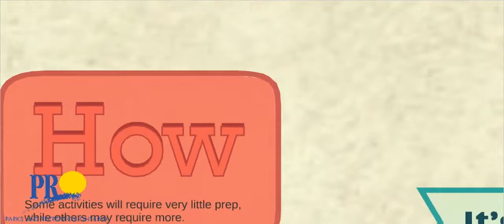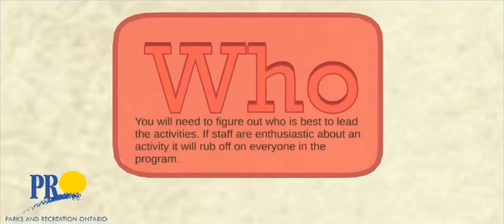The who. You'll need to figure out who's best to lead the activities. Perhaps there's a staff member that's studied visual arts or has played soccer competitively. I'm sure you can figure out the kinds of activities these staff would be great at leading. Remember to program the strengths of the leaders. If staff are enthusiastic about an activity, it will rub off on everyone in the program.